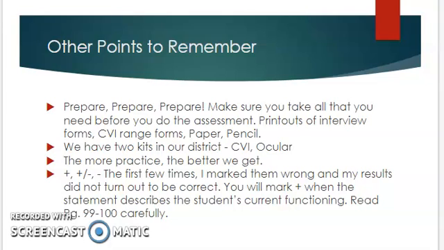It's like everything. I wasn't the best the first year. The more I did the CVI range scale, the better I got. For example, the first few times, in the rating scale where I have to mark plus or minus, I just marked them all wrong. Then I realized that you have to mark plus when the statement describes the student's current functioning. So just make sure you read pages 99 through 100 really carefully, so you understand how you're going to do this. And if you have any questions or challenges in this, please do not hesitate to ask Dr. Conroy or myself. We'll be happy to help.